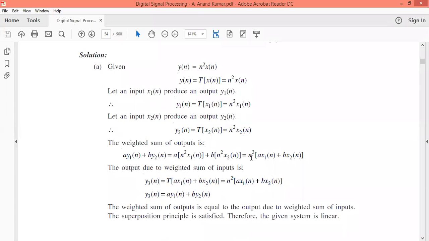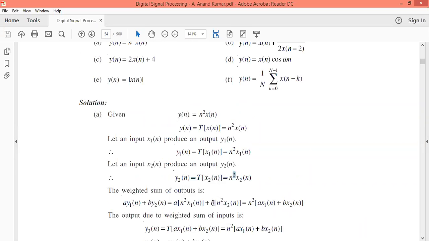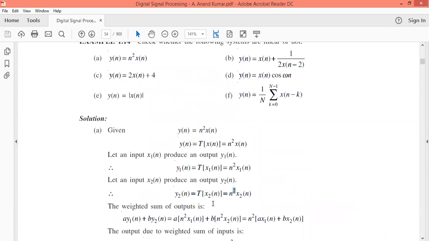Now we just separate this. We write it as a n² x1 plus b n² x2. So what is n² x1? n² x1 is nothing but y1. n² x2 is nothing but y2. So what is y3 now? y3 will be a y1 plus b y2. Since y3 is equal to a y1 plus b y2, this system is said to be linear. Otherwise, the system is said to be non-linear.